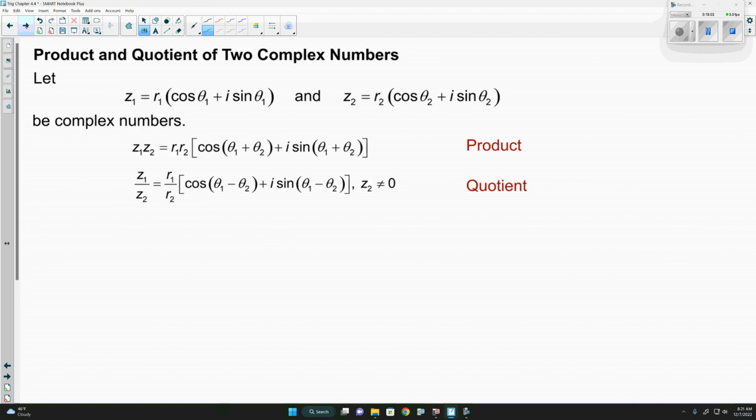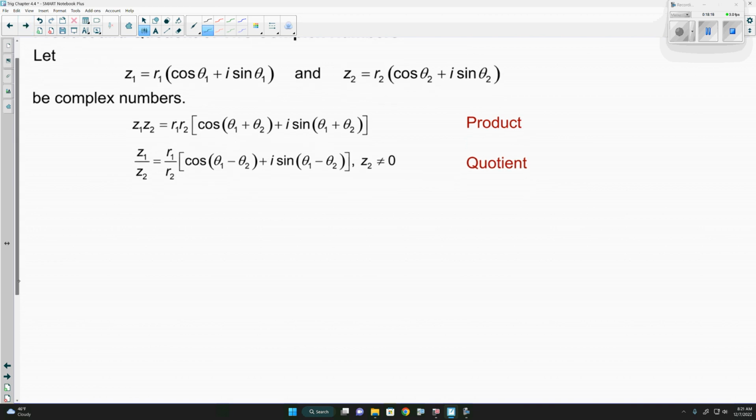Now, multiplying two polar numbers or dividing two polar numbers is actually easier than multiplying or dividing two complex numbers. Because when I multiply two polar numbers, or two trig numbers together, we multiply their R values and then add their angles. When we divide two polar numbers, we divide their R values and then subtract their angles.